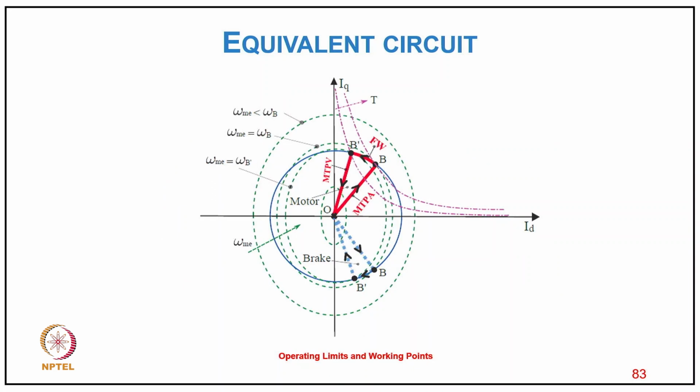And these are typically the operating limits and workflow with the variation of Id, Iq, which you call MTPA and MTPV: maximum volt per turn and maximum torque per ampere.